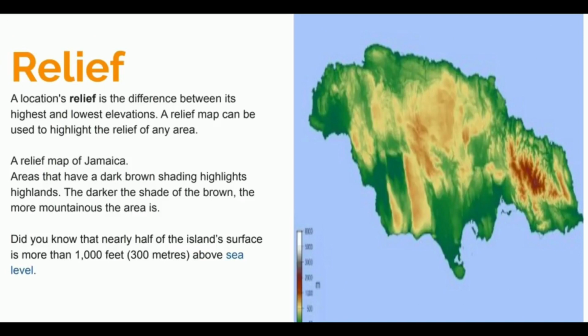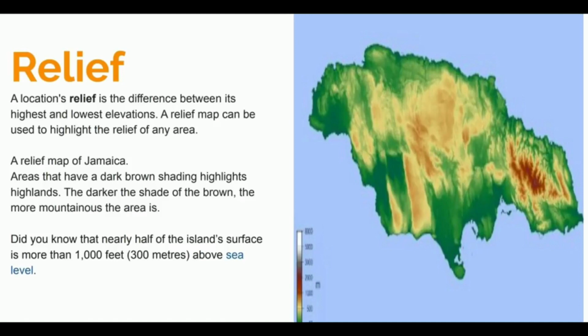Okay, I know I said last but not least, but we have one final definition to go through, which is relief. Relief in geological terms is the difference between a location's highest and lowest elevation. If we were to put a formula to it, it would be the lowest elevation subtracted from the highest elevation. It's just the difference between them both. A relief map can be used to highlight the relief of any area.